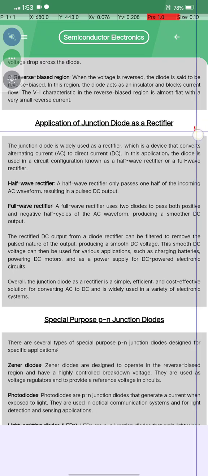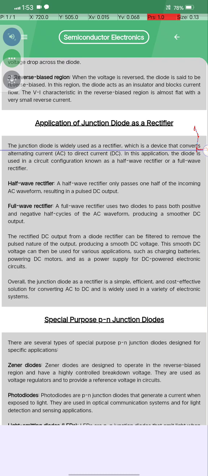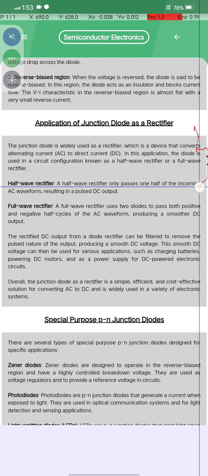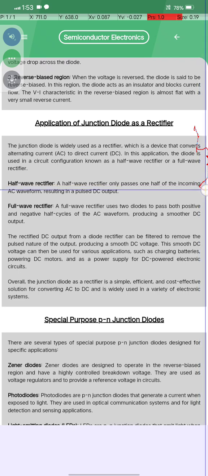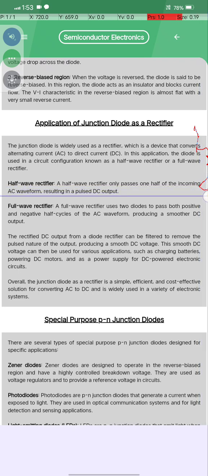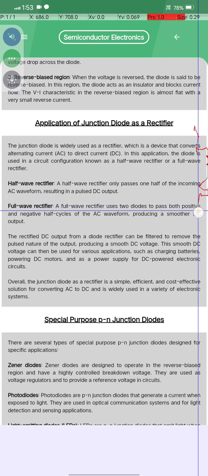Application of junction diode as a rectifier. The junction diode is widely used as a rectifier, which converts alternating current (AC) to direct current (DC). In this application, the diode is used in a circuit configuration known as the half wave rectifier. What is a half wave rectifier? A half wave rectifier only passes one half of the incoming AC waveform, resulting in a pulsed DC output.